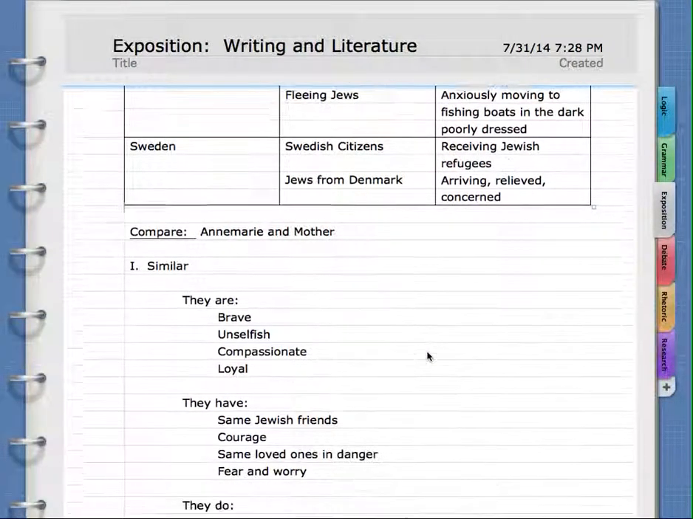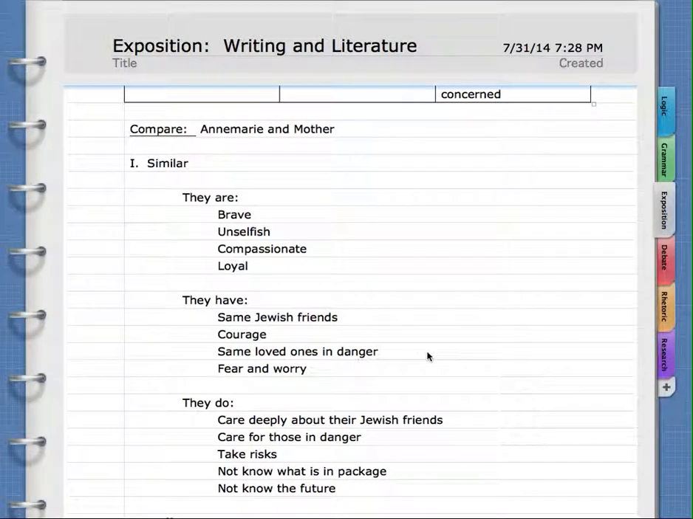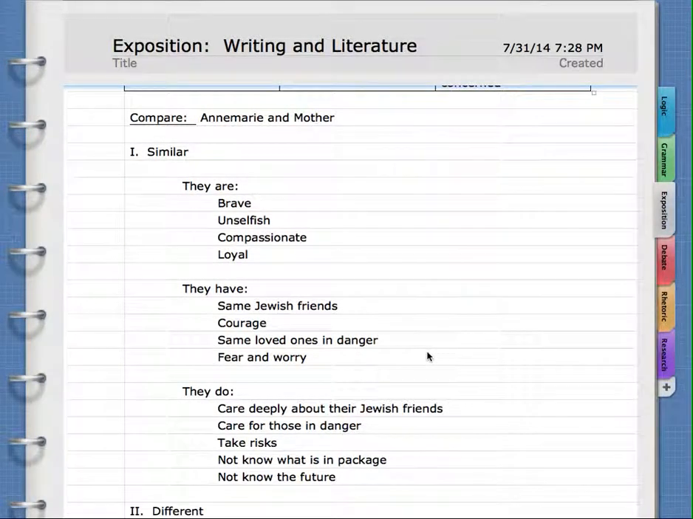And then you have comparison. I also broke away from the template given. I started with similars. You can compare with simple verbs: are, have, and do. So I thought about what I'm comparing: Anne Marie and mother. I could compare several things: Anne Marie and Uncle Henrik, or mother and Uncle Henrik. I can compare all kinds of things inside or outside of the issue. And I listed some of the they ares, they haves, and they do's.